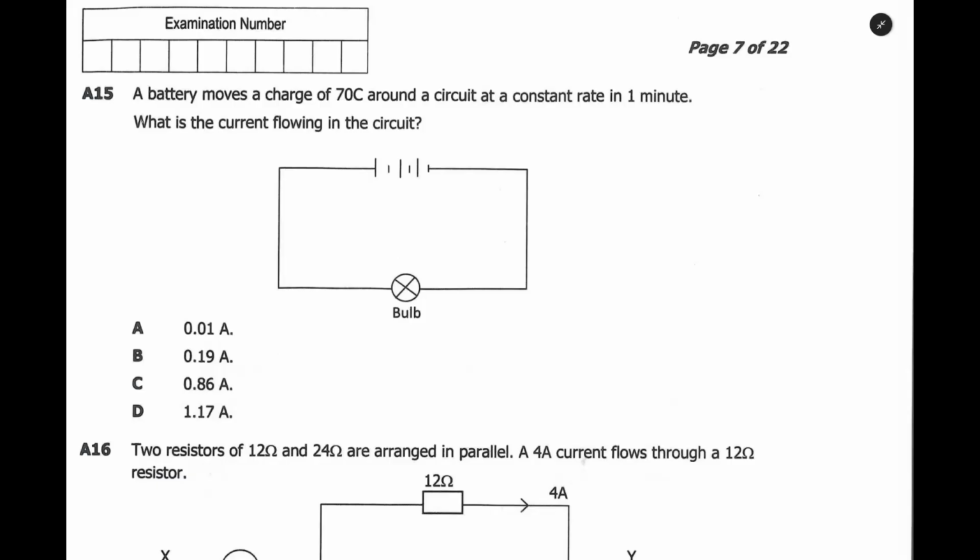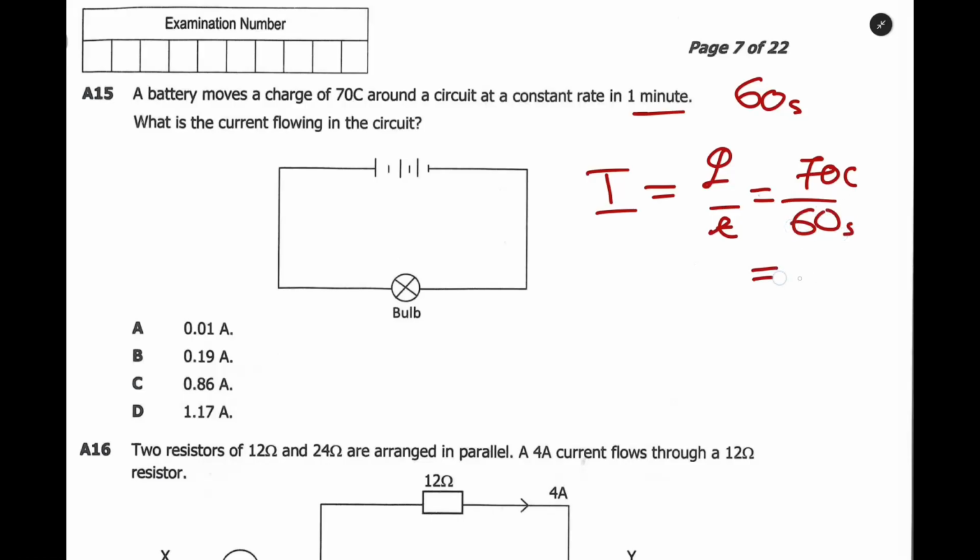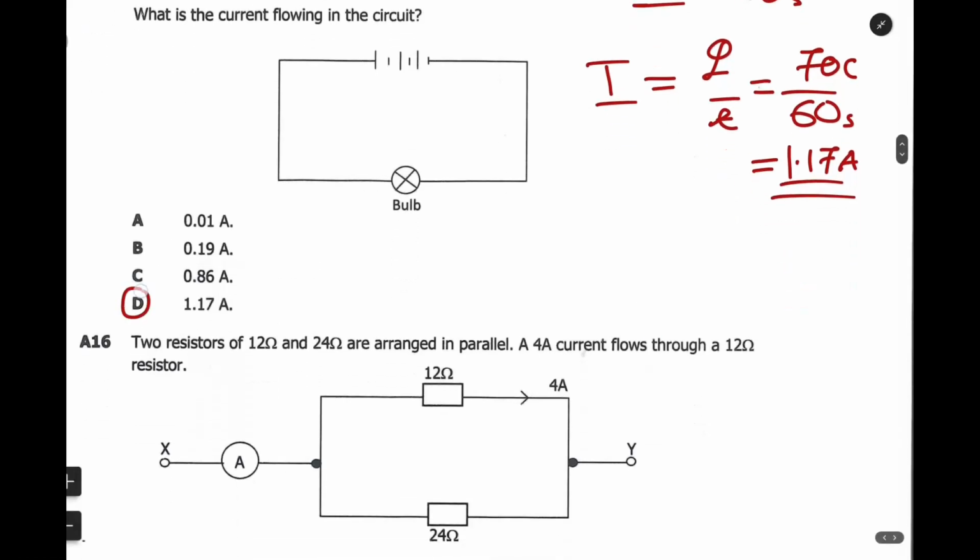Now we need to look at what to use to find current when you are given charge. Current, when you are given charge, is equal to charge Q divided by time in seconds. So now, what is the charge? It is 70 coulomb. Now, we are given a minute. A minute in seconds is 60 seconds. So use seconds. Divide by 60 seconds, and we are going to have 1.17. Current is measured in amps. So that is the answer to this question. All right? So the answer here is D.